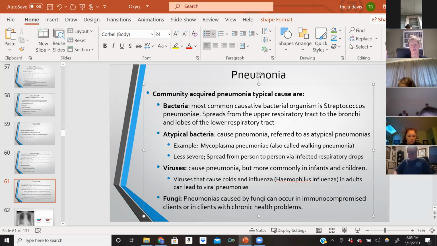Viruses can cause pneumonia more commonly in infants and children, but it does happen in adults. So viruses that cause colds are going to be the influenza. And then what happens is we get the flu, and then we're so sick, we're not moving around, we're not getting out of bed. We have all this congestion, we're laying around, and then because we're not moving, all that bacteria and fluid sits in our lungs, it starts to breed, and before you know it, we have pneumonia. And then certain fungi can also cause pneumonia. Mainly we see these in immunocompromised patients or patients that have chronic health conditions.